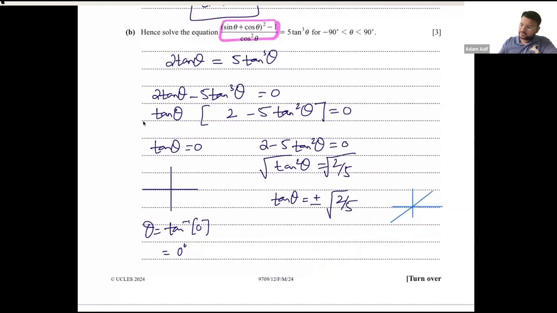So in the first and third quadrants, tangent theta is positive. In the second and fourth, tangent theta is negative. The basic angle is going to be the same in every quadrant. How do I find the basic angle? Tangent inverse of root 2 upon 5.